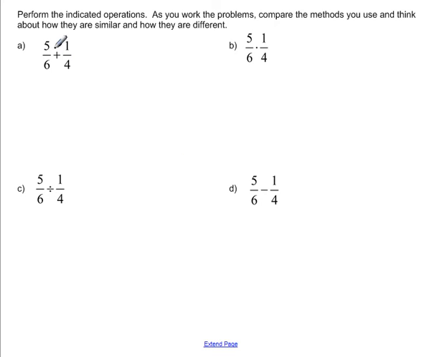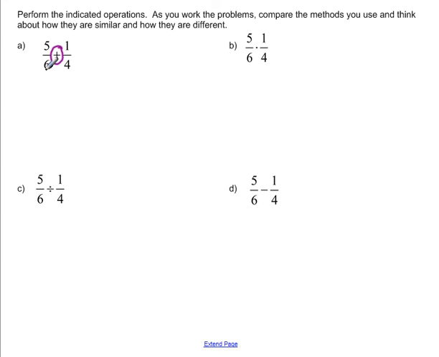Our first problem is going to be addition, and then we're going to multiply, then we're going to divide, and then we're going to subtract. So as we go through these, we're going to talk about the different strategies we need to use for each one of them. So our first problem, we're doing addition. Remember, any time you do adding or subtracting, you need a common denominator.